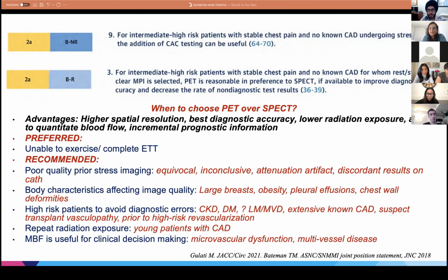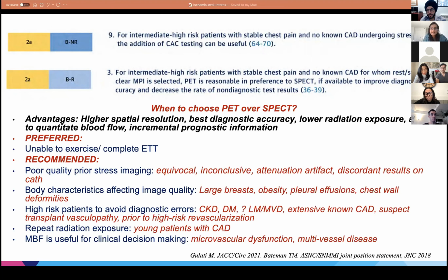It's also recommended for patients who have large breasts or are obese, where you know that the quality of a stress echo or a SPECT nuclear test is going to be compromised. Even a CT in very obese patients leads to higher radiation exposure, and the image quality is not that good. So those are the patients where we would recommend going for a PET nuclear test versus the other.